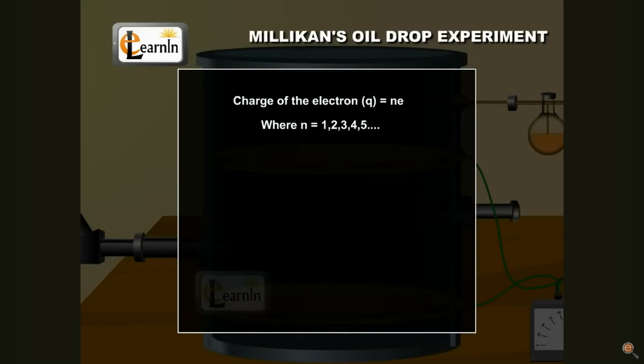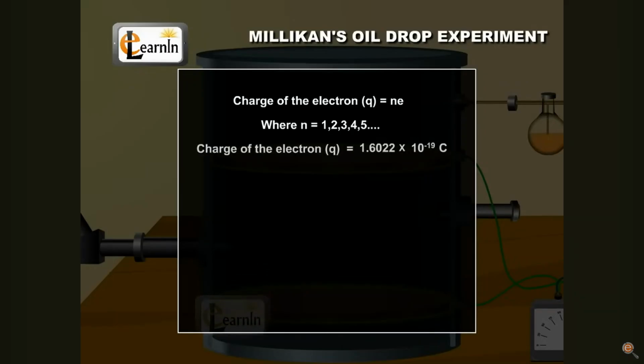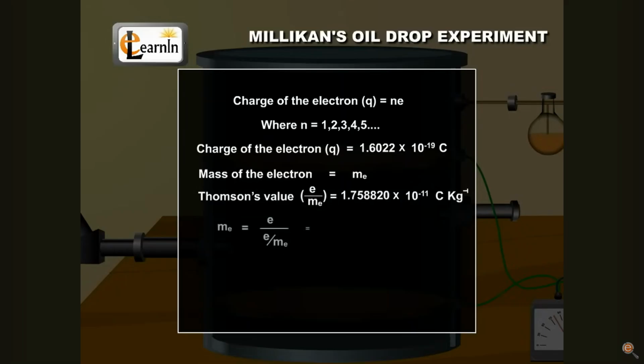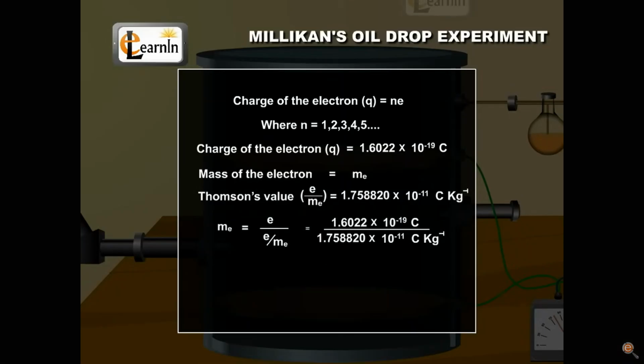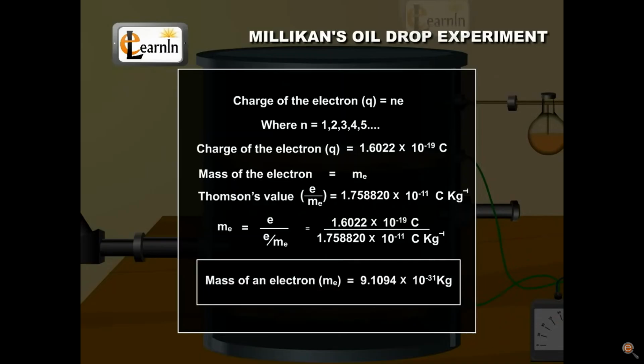Using the value of charge of the electron, the mass of the electron, me, was then determined by combining Thomson's value of e by me ratio. The value shown is the value of the mass of an electron.